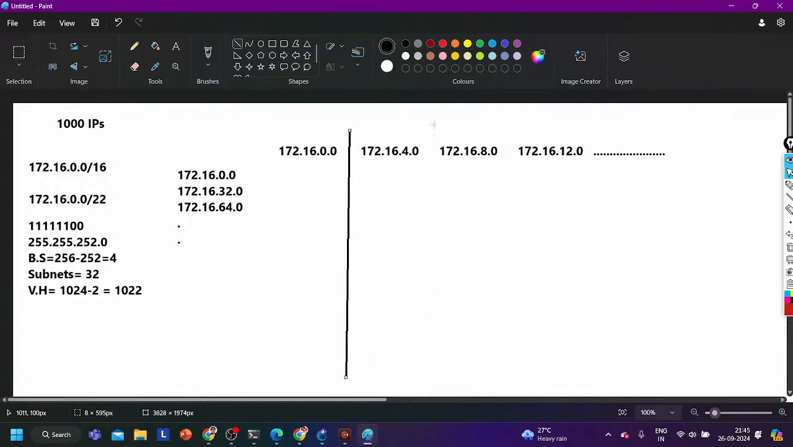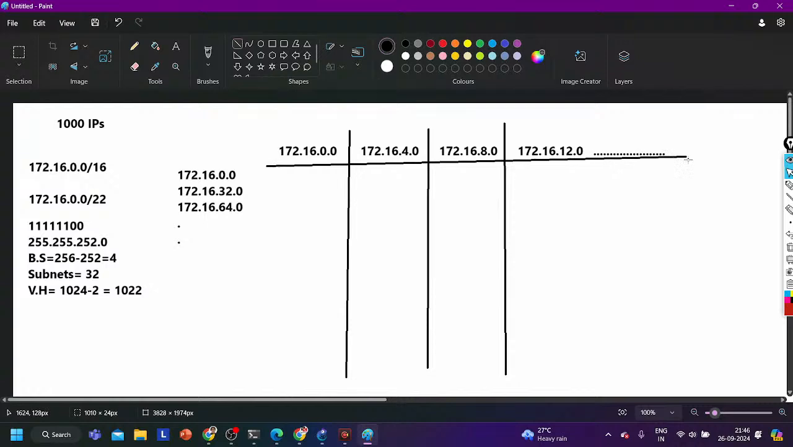Block size will tell you from where your next network is starting. Network ID will tell you the first IP address of your subnet, and broadcast ID will tell you the last IP address of your subnet. Why do we have broadcast, guys? Because whenever someone wants to send traffic to all the users in that subnet, they will send that traffic to the broadcast address, right?